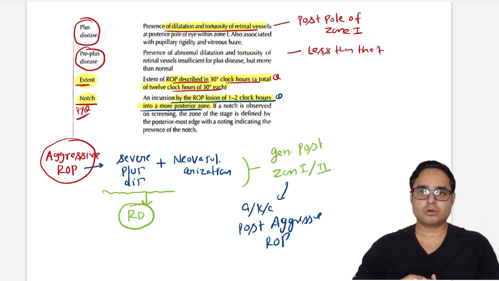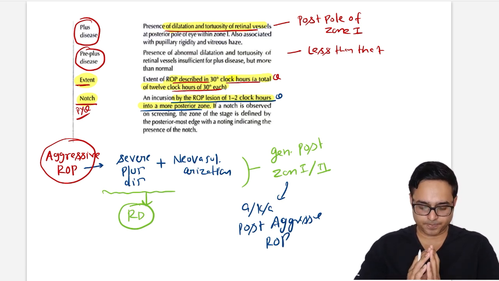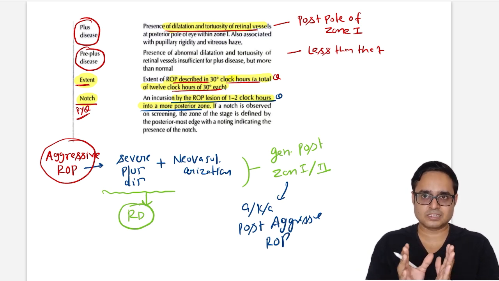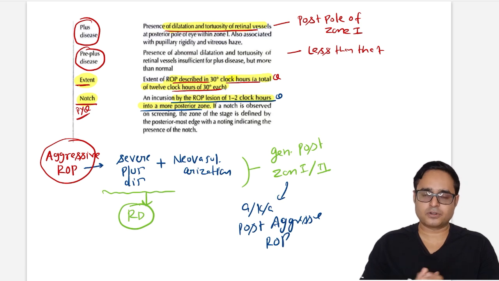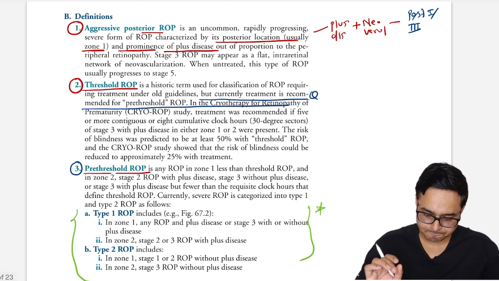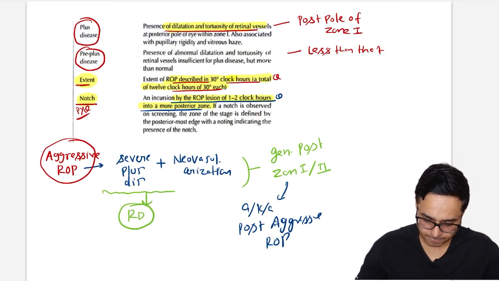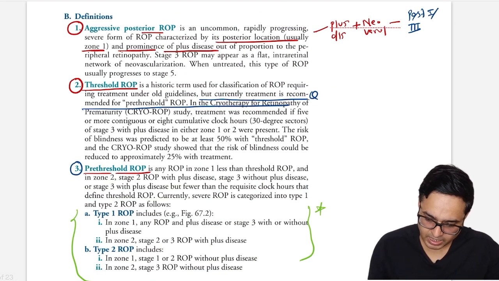Okay guys, if you are having a hard time understanding this, it's okay, because we are all pediatricians. We are not ophthalmologists, but we have to understand the basic terminology and how the zones and severity are classified, because after all it will help in our clinical practice and clinical acumen in managing ROP newborns.